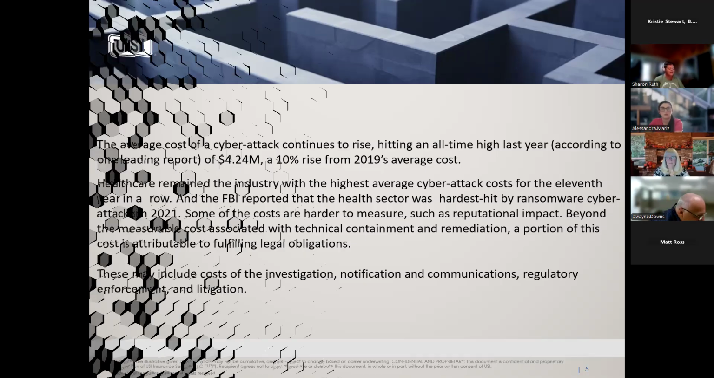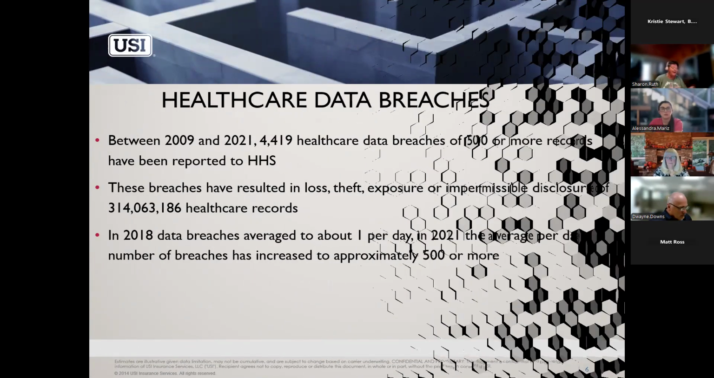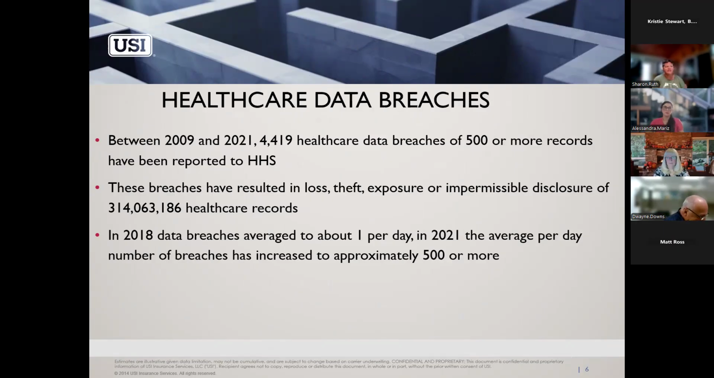Again, here, this is more of the fluff, I think. It's just giving you some statistics. It seems like more and more healthcare providers are seeing breaches that are impacting more than 500 patients.